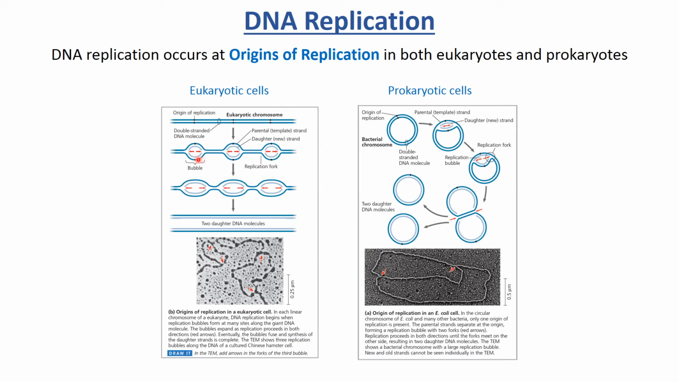As the new daughter strands are formed, shown here in light blue, replication bubbles form, and you can see these bubbles forming here. And these can be visualized by electron microscopy. You can see these bubbles forming here along the DNA. The replication bubbles eventually fuse and the synthesis of the daughter strands is now complete. Here you can see in dark blue the parental DNA strand and in light blue the daughter strands.